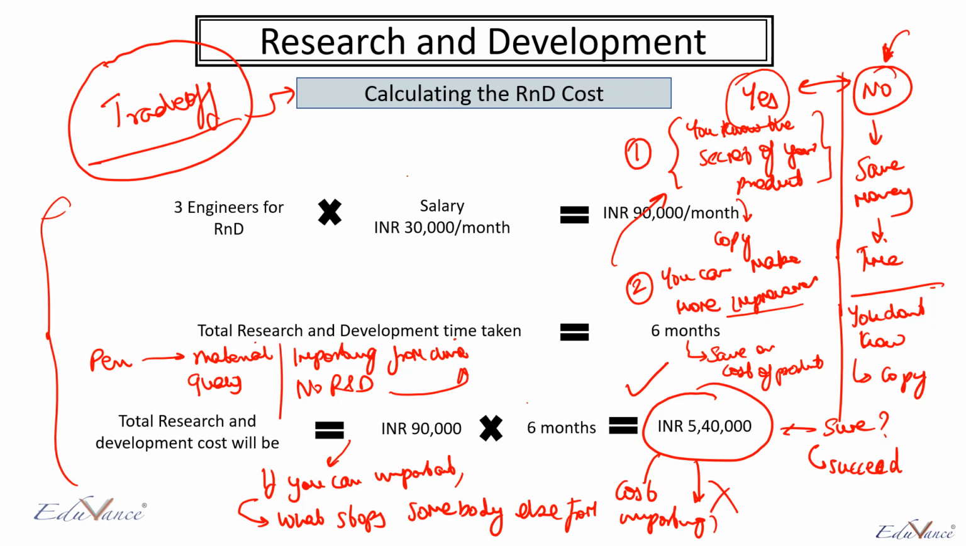Okay, guys? All I'm trying to explain here is how to calculate the R&D cost, and you will understand that there is a cost to doing R&D. And I've also explained the trade-offs to you, the benefits of doing R&D versus not doing R&D. As an entrepreneur, you have to decide whether you want to do R&D or you want to get the product ready-made from somewhere. Okay, guys?